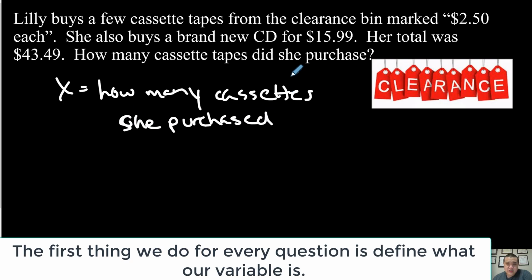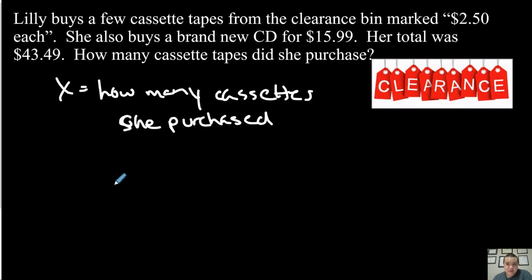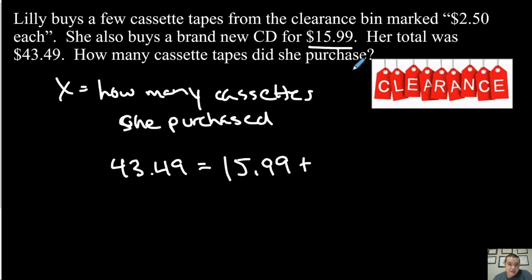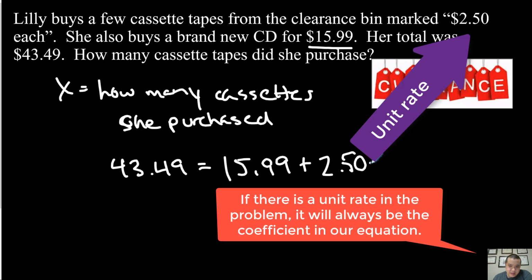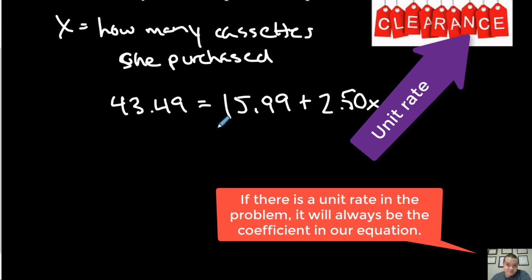So, her total was $43.49. This is her total, and her total is made up from the CD that she bought, which is $15.99, and the amount she spent on cassette tapes. We don't know exactly how much she spent on cassette tapes because we don't know how many she bought, but we know that each one is $2.50, and she bought x of them, so the amount she spent on them is $2.50 times x.